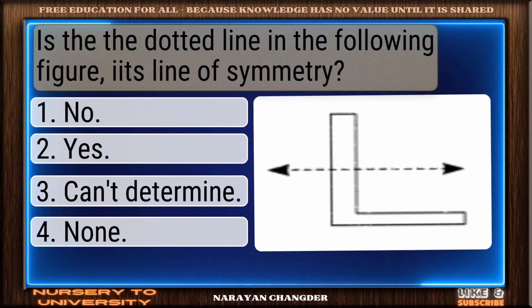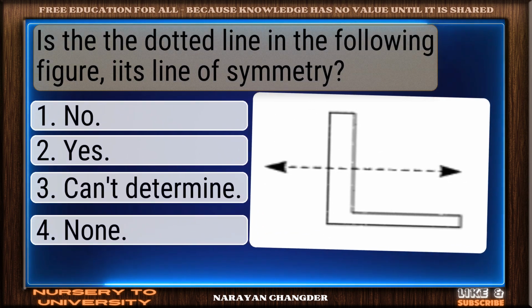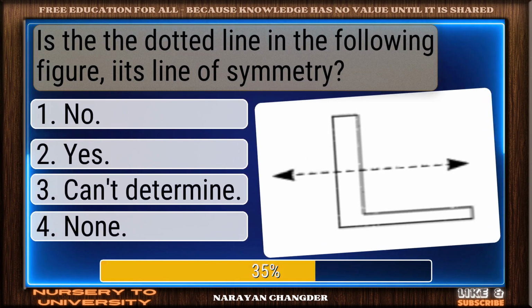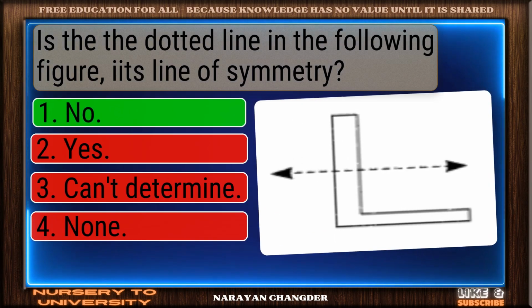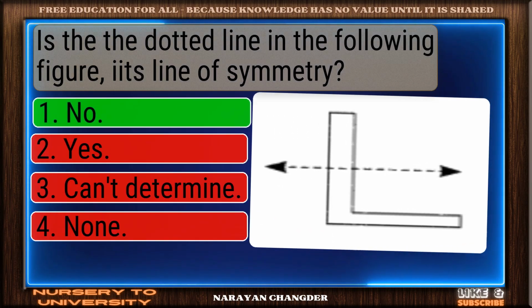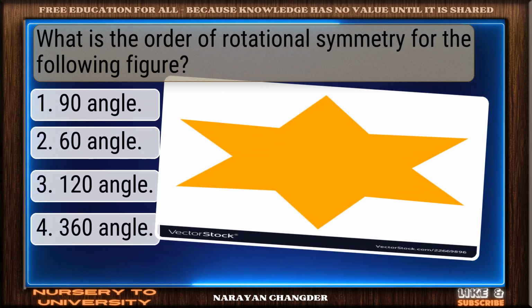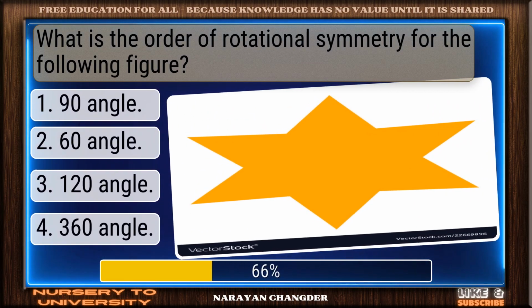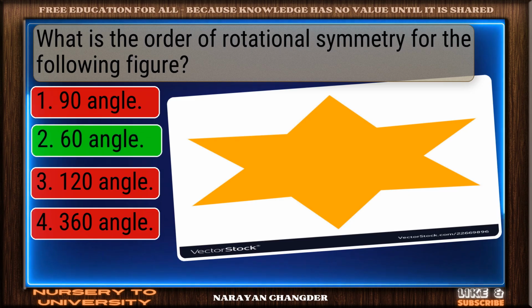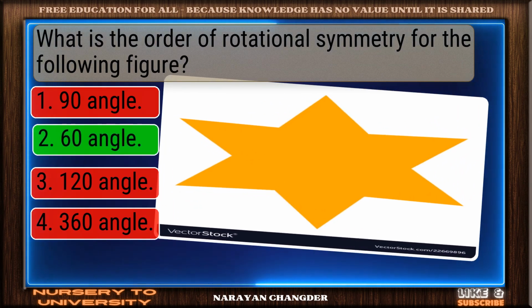Is the dotted line in the following figure its line of symmetry? Good thinking. No is the right answer. What is the order of rotational symmetry for the following figure? Solid response. 60 angle is a valid choice.